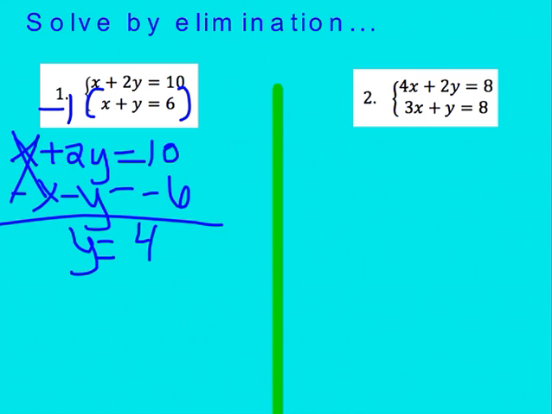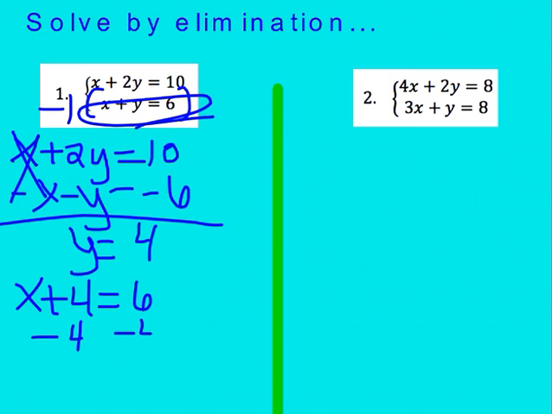So now I need to plug that into either one of the equations. I think I'm just going to plug it into that one because that looks the easiest. But again, it's ultimately your choice. So now I have x plus 4 is equal to 6. Then subtract 4 from both sides, and I end up getting that x is equal to 2. So then I get 2, 6 as my point. Again, first my x, then my y.